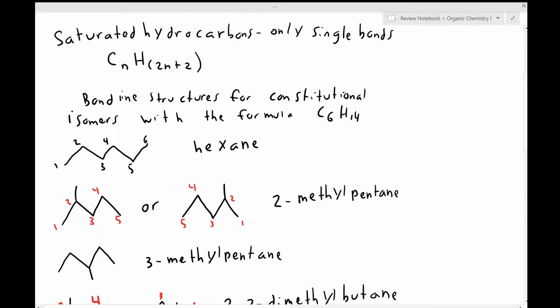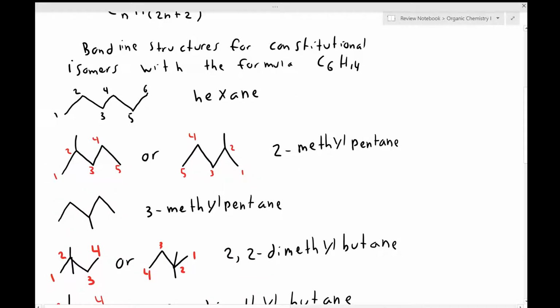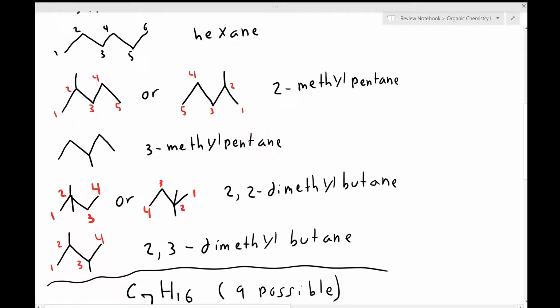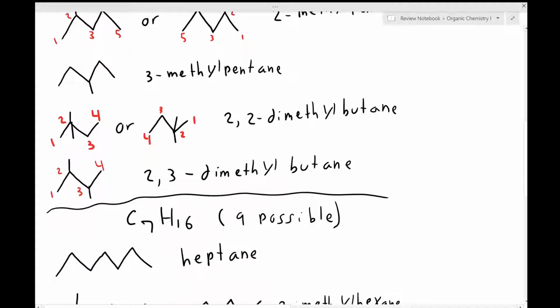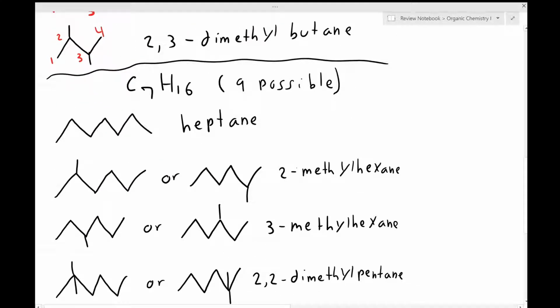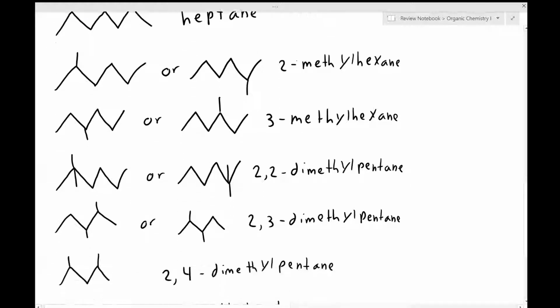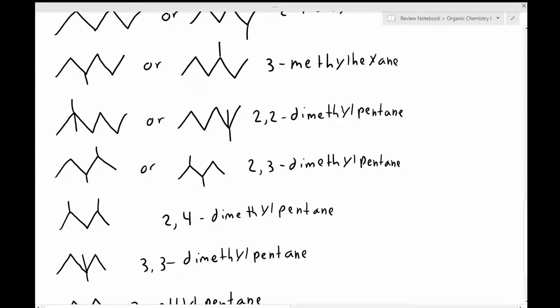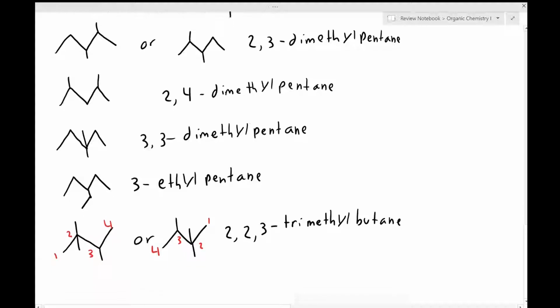We started with C6H14 hexane. The parent chain went down to pentane, and eventually butane. And same thing here, we went to heptane for C7H16. We worked down to hexane. Parent chain dropped down to pentane, and eventually back down to butane.